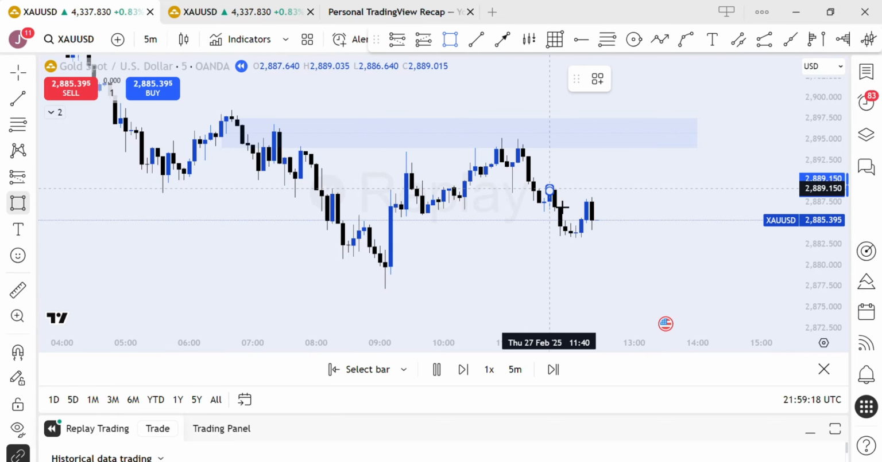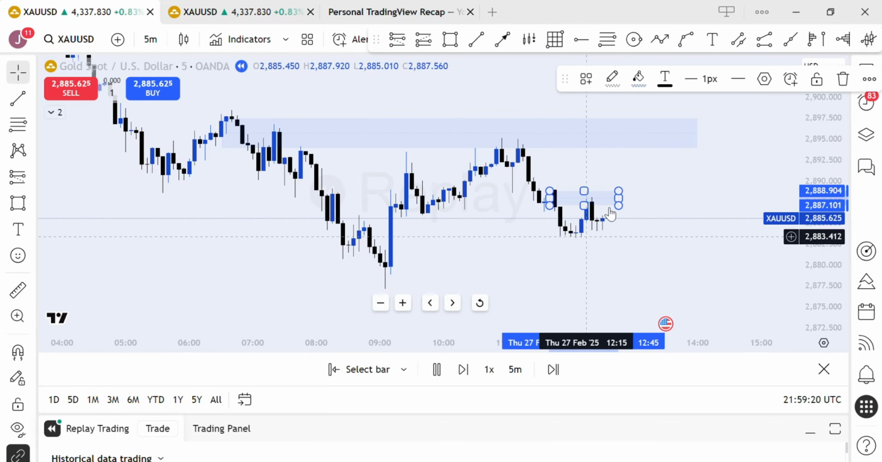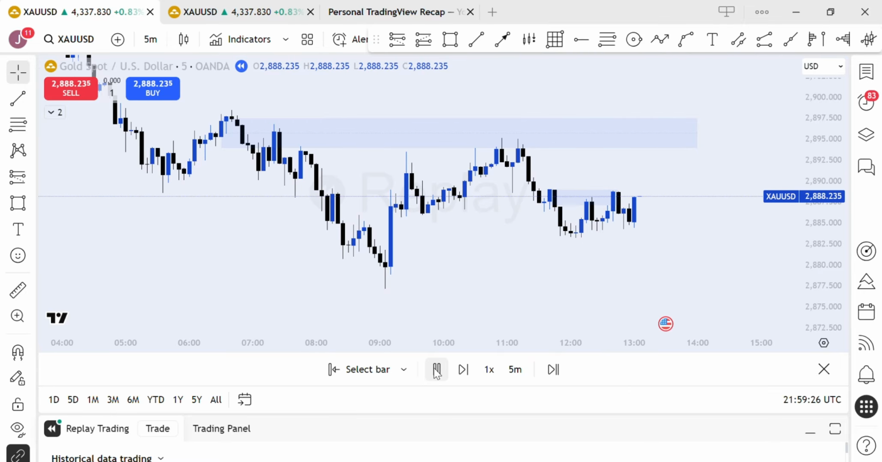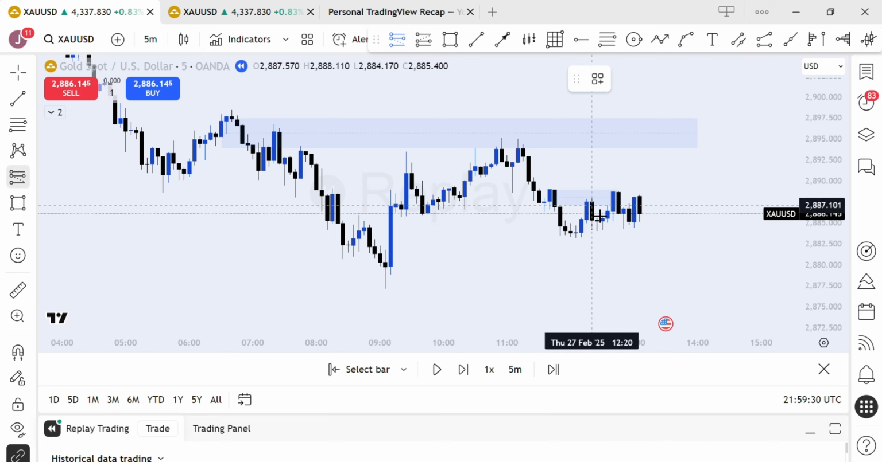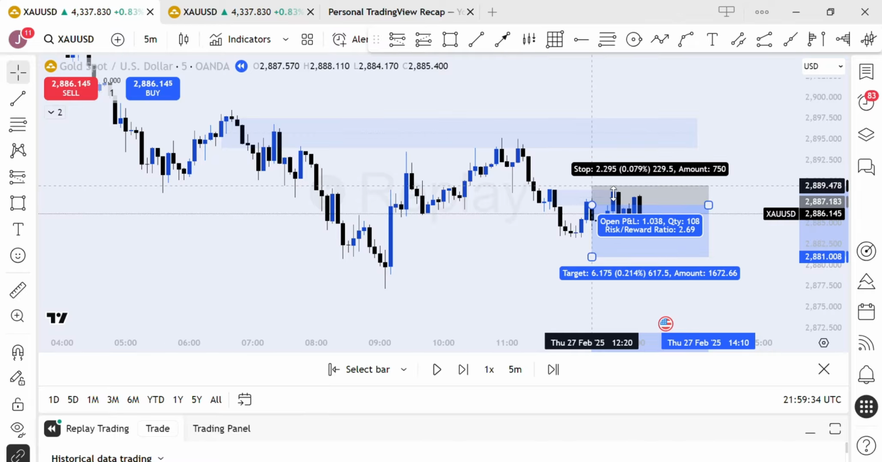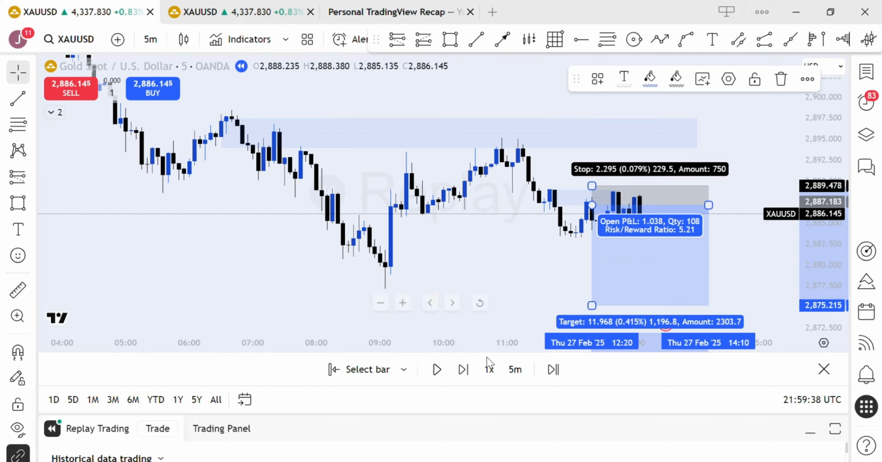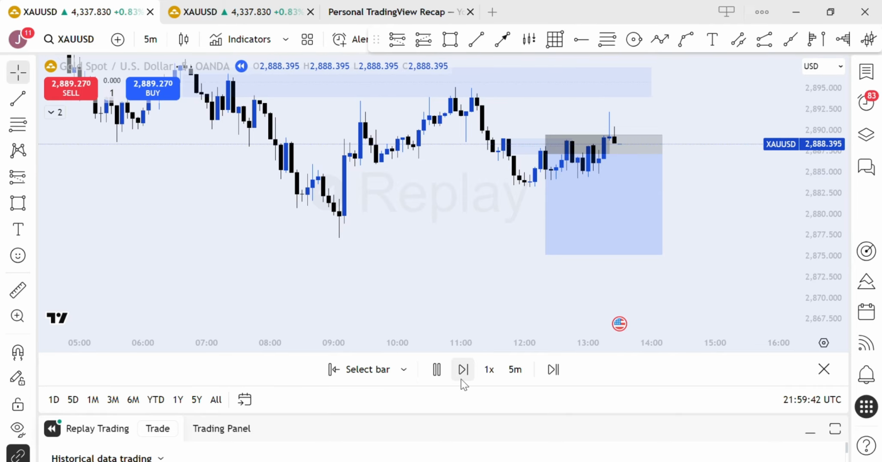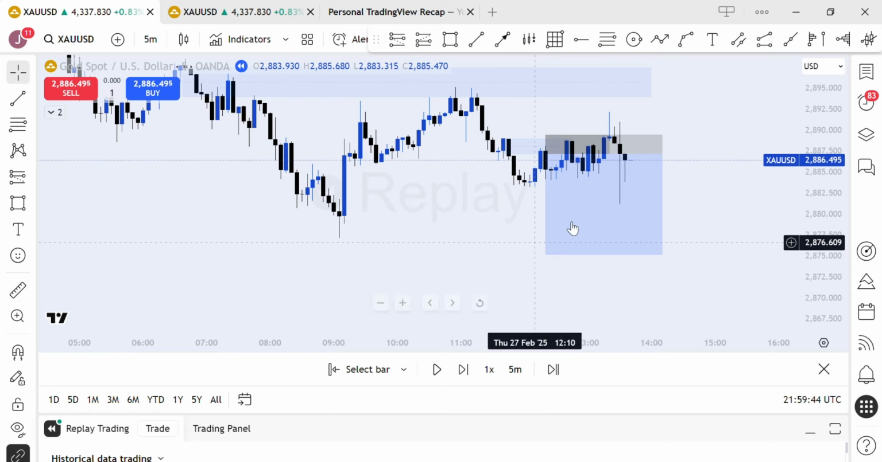So this is an area I would like to consider. Price is here already. Okay. So this is the area I was considering. So entry right here. Stops a little above the high. Then take profit 1:5. Let's see what price does.